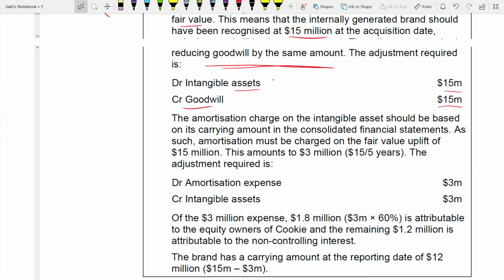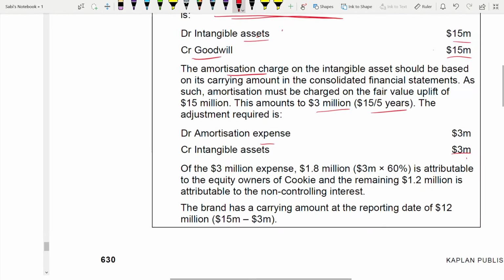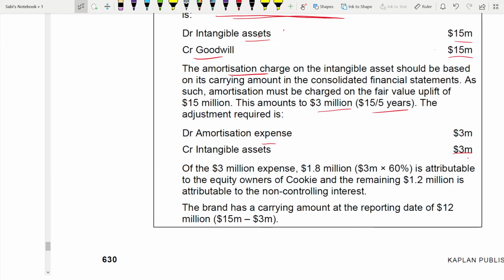Now, after goodwill, don't just stop there. What about amortization? Charge amortization on the intangible asset, on that 15. So 15 divided by 5 years is 3 million amortization. How do you do it? Debit amortization expense, credit intangible asset, because from the intangible asset you have to deduct amortization. So now the carrying amount will be 12: 15 minus 3.